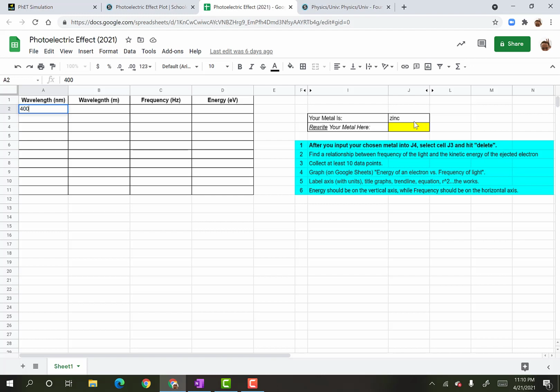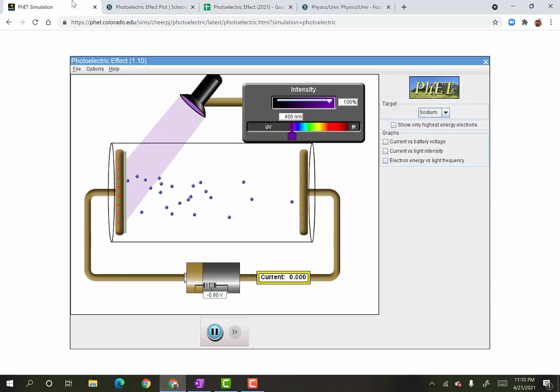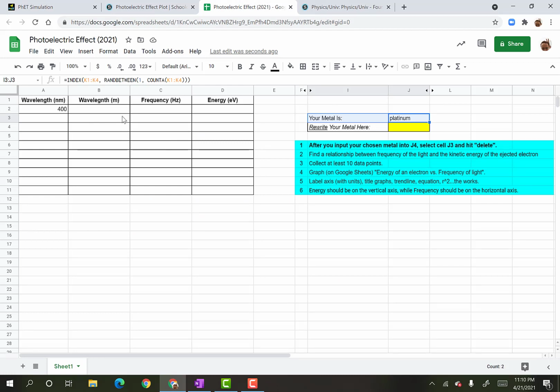By the way, this one just turned into platinum. You would write down your metal right here. This is where you write down your metal, and then just delete this. Just highlight it and delete it, and then that'll be the metal that you're going to use, which is right here. So I would change to platinum, but I'm going to use sodium just for this example. So I have 400 nanometers, and then the energy was 0.8 eV. That's how much energy the electrons had leaving right there.